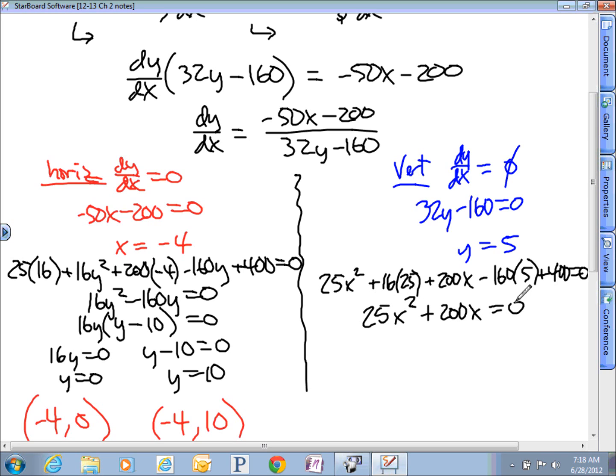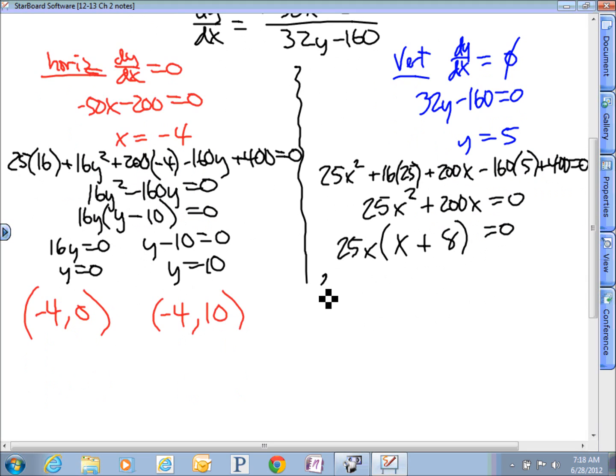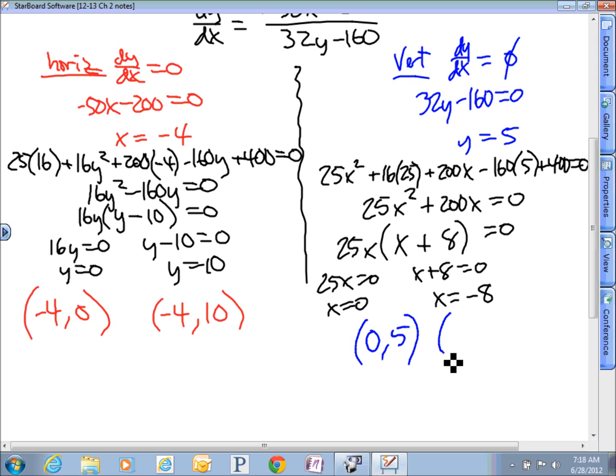Well, now I can take out a 25x, and there's an x plus, I think that's an 8, is equal to 0. Set your quantities equal to 0, so 25x equals 0, x comes out to be 0, x plus 8 equals 0, x comes out to be negative 8, and I now have vertical tangents at the points 0, 5, and negative 8, 5.